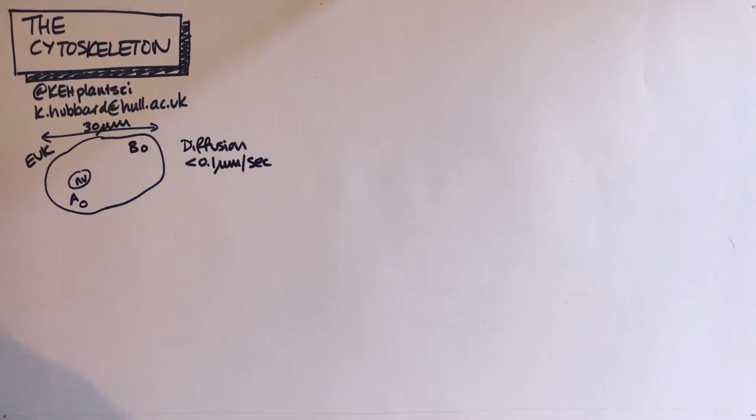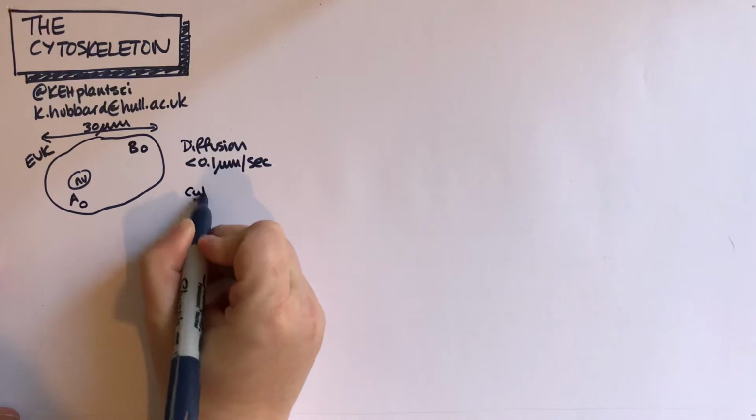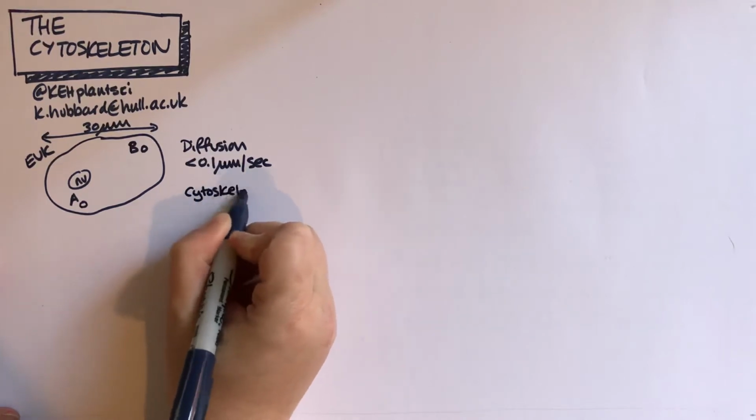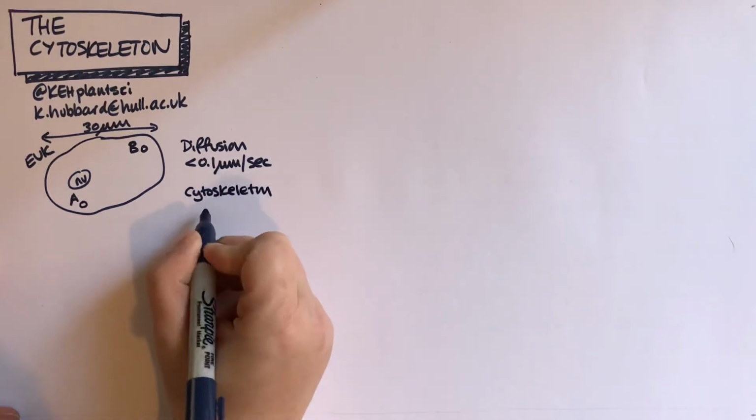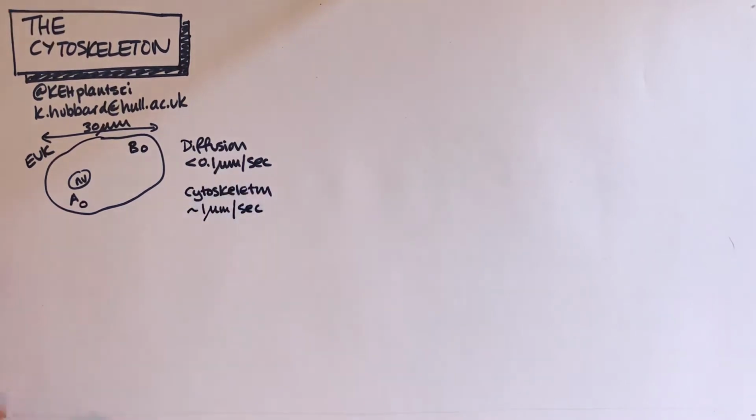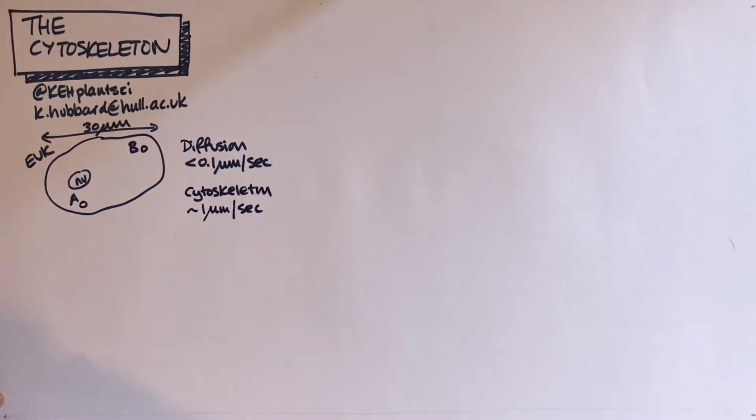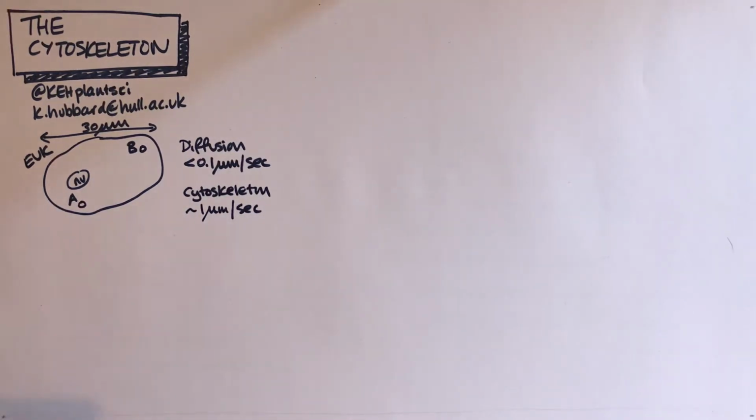But thankfully, within the cell, we have a network of filaments, which is called the cytoskeleton. And travel via the cytoskeleton gives us around about 1 micrometer per second. So it might take 30 seconds to get across the cell, which is much, much more useful than having transport in the range of minutes.